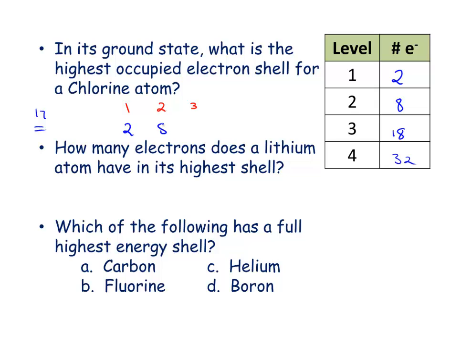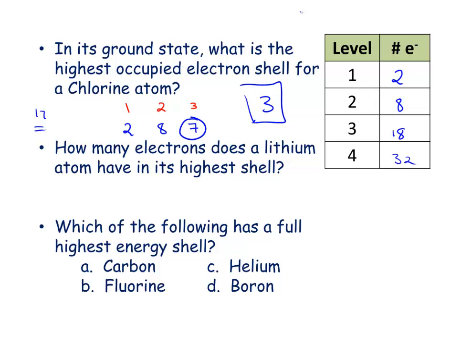Level 2 would have 8. That brings us up to 10, and that means that the remaining 7 electrons could go in energy level 3. So the highest occupied electron shell for a chlorine atom is going to be level 3. Let's do the same thing on the second example.